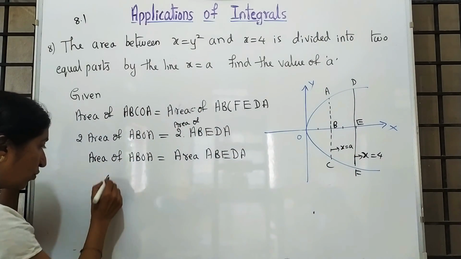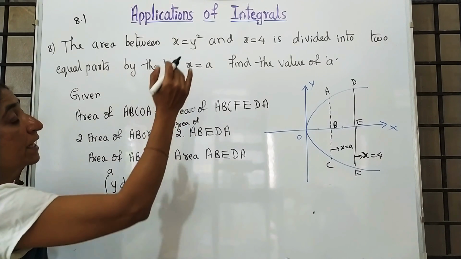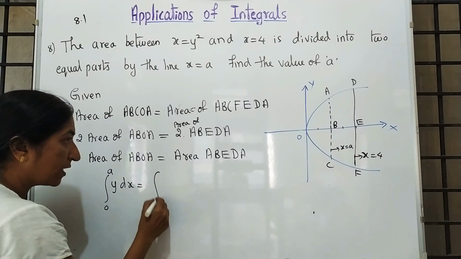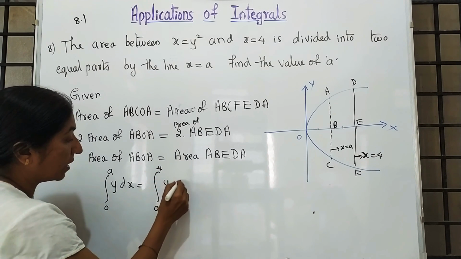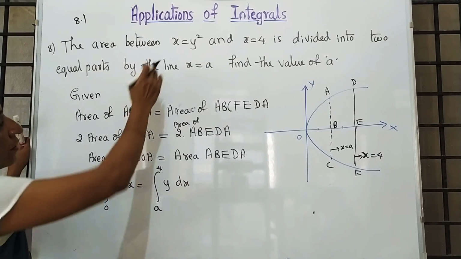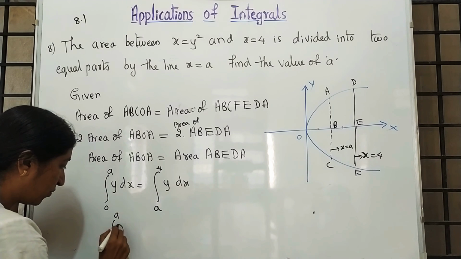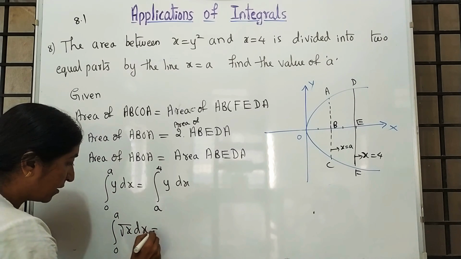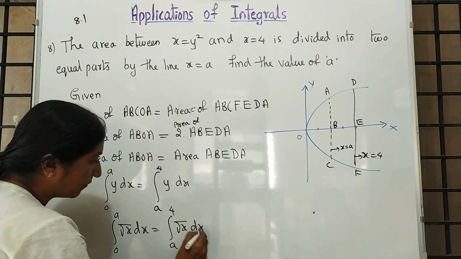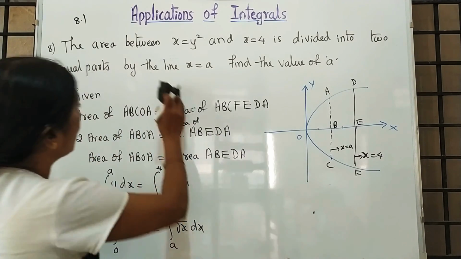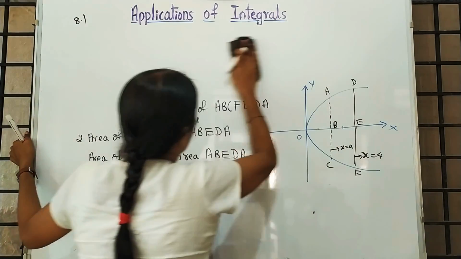It is 0 to a. This is also y into dx, because it is the area between the x-axis and the curve. And the next one is a to 4. Understood? It is a to 4 y into dx. Both we are writing from the same curve. 0 to a root x into dx plus a to 4 root x into dx. And they cannot get cancelled because their limits are different. Understood? Their limits are different.